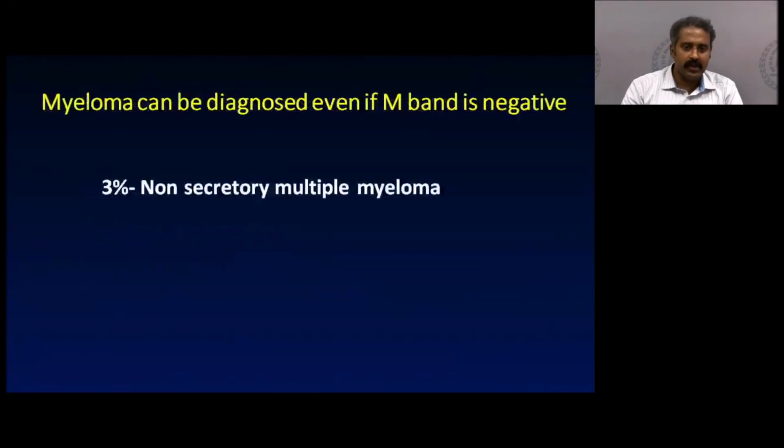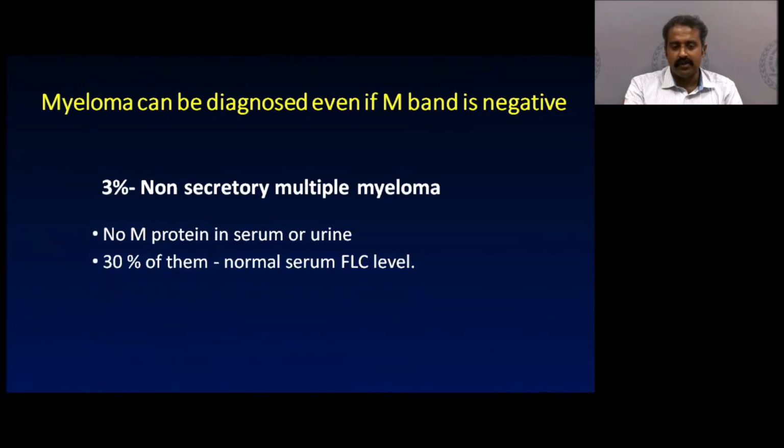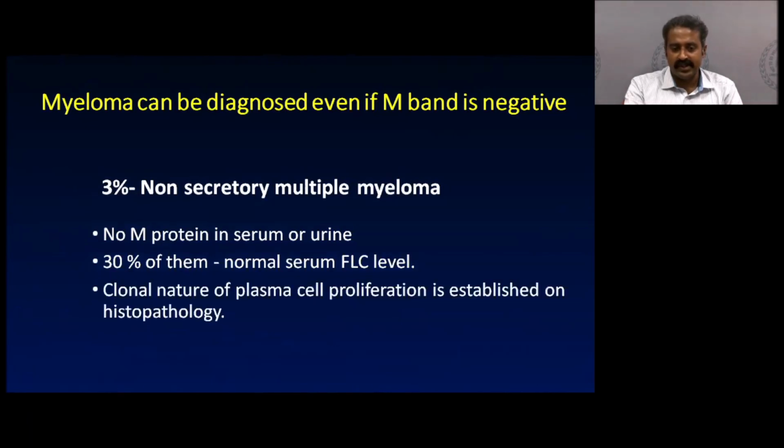Now, conversely, myeloma can be diagnosed even if the M-band is negative. The reason is 3% of myelomas are non-secretory, and in this set of patients, an M-band is not found in serum or urine. 30% of them will have a normal light chain ratio, and here a bone marrow biopsy has to be done, and we have to show that there is a clonal nature of plasma cells on the histopathology.